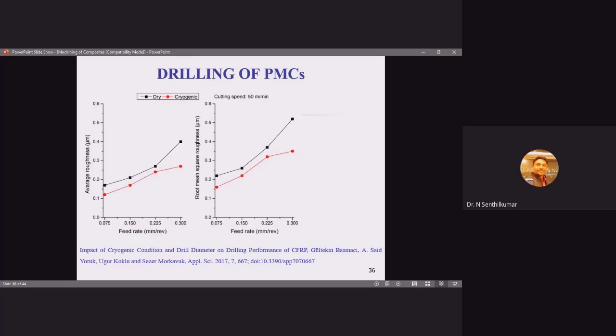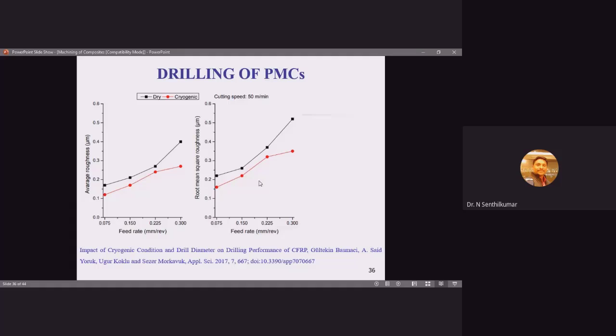Then we are going with the feed rate, then average roughness. For dry, you can see the roughness is higher. For cryogenic, the roughness is less. But you can also see this is, for example, 0.12, this is 0.17. So only at a higher feed rate there is a vast difference.